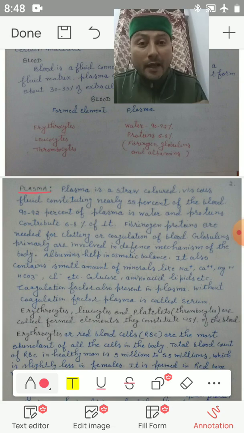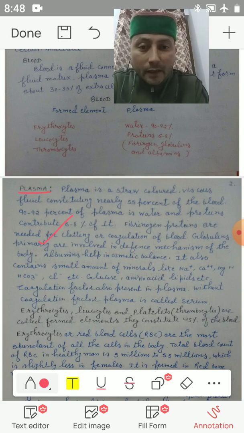Fibrinogen proteins are responsible for blood clotting. Whenever we have any injury, a blood clot is formed, and that is due to this fibrinogen protein. Then we have globulins. They are involved in the defense mechanism. Then albumins, another kind of protein.